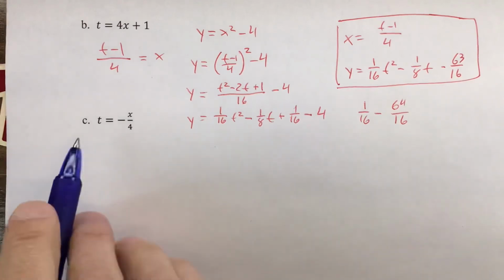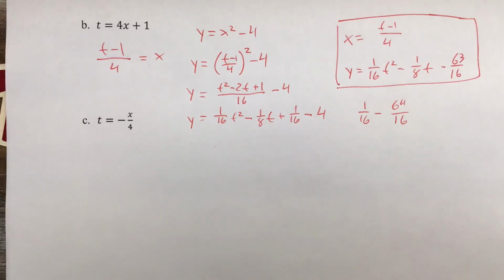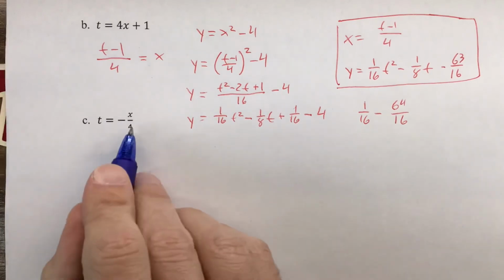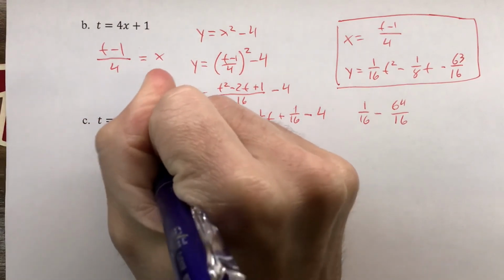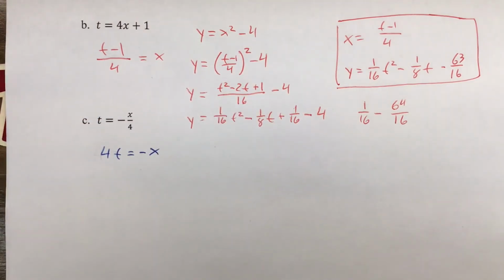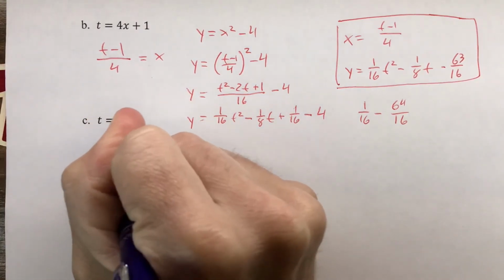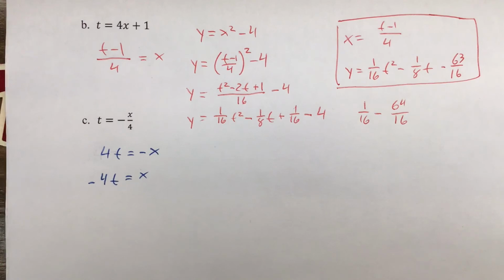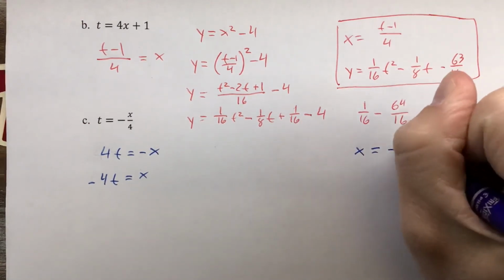All right, for C, we have a different definition for our parameter. T is going to be equal to negative x over 4. Okay, and to solve for x here, what I'll do is multiply the 4 over. So I get 4t is equal to negative x. And then I'll just multiply or divide by negative 1, which will give me negative 4t is equal to x. Okay, so for your first equation, x is equal to negative 4t.